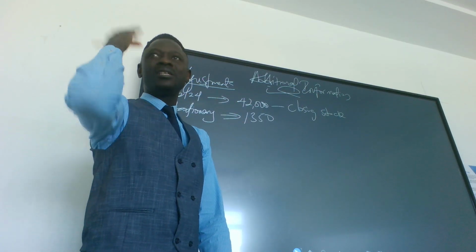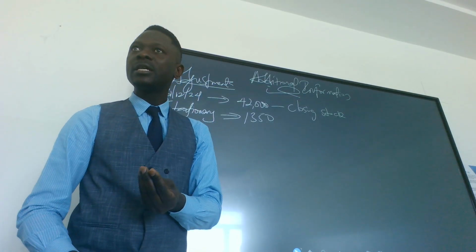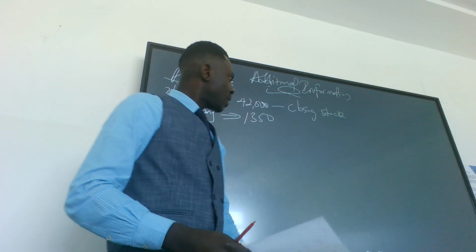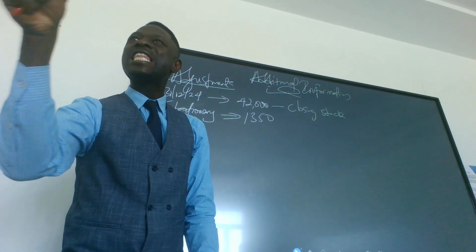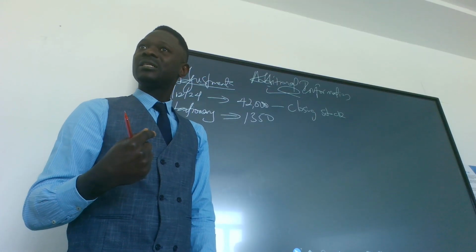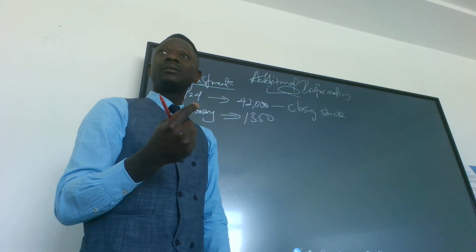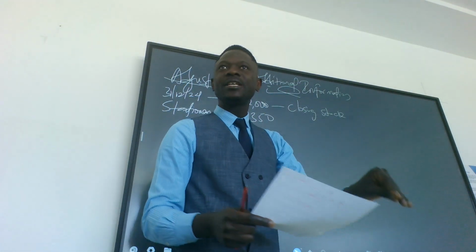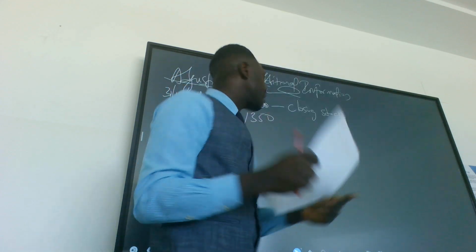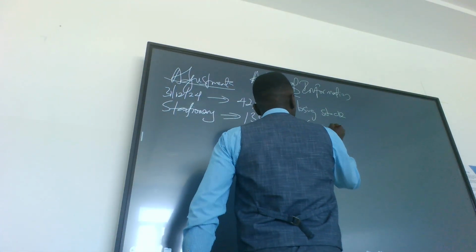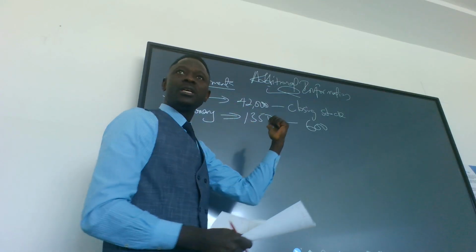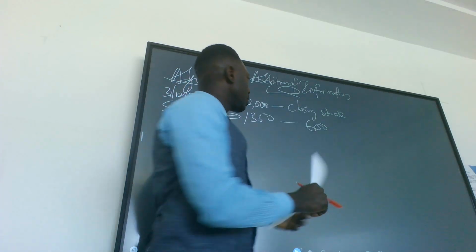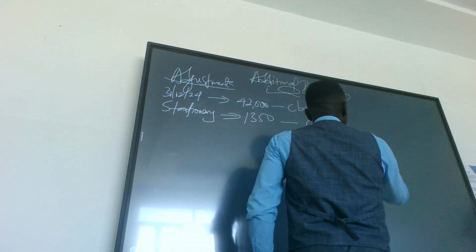Don't just say 600, don't memorize. Understand. Read what was written so that you can understand. Stock of stationery 31 December 2024. So that means the stationery remaining at the end of the year is 600. The total spent on stationery was 1,350, and at the end of the year we had 600 left. So this goes to your balance sheet.